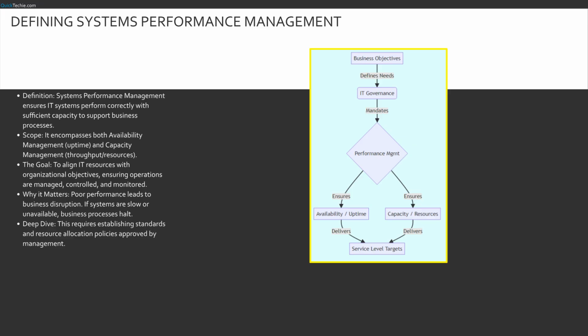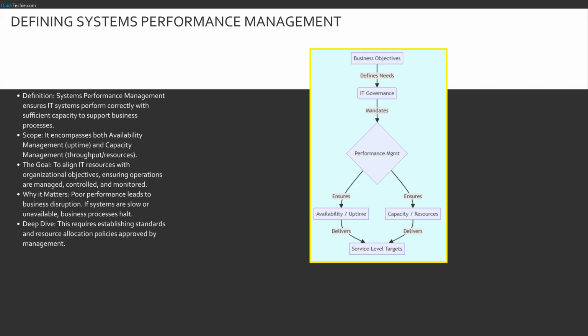Let's start by defining our scope. In the world of IS operations, we look at systems performance management. This is the umbrella term covering two critical areas, availability and capacity. As noted in your study guides, the primary goal here is to ensure that IT systems have the ability to meet business objectives. It's not just about keeping the lights on, it's about resource allocation. Management is responsible for allocating labor, technology, and budget.